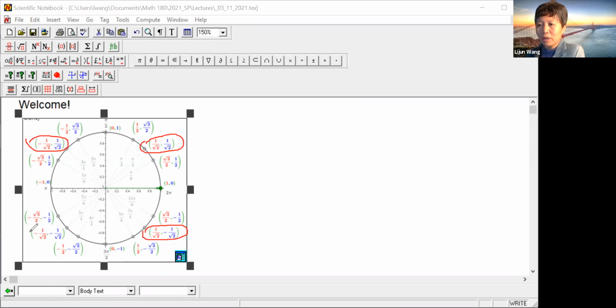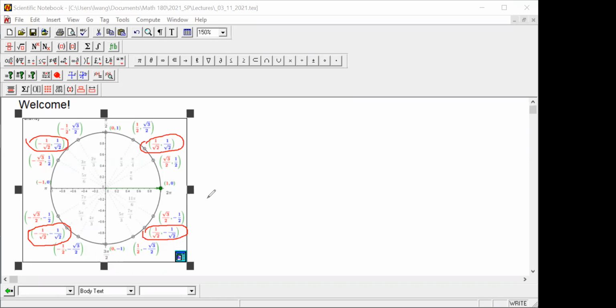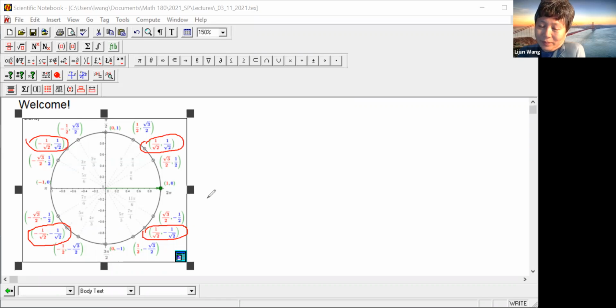If tangent is odd, how about cotangent? You need to think about this. Cotangent is red divided by blue. Cotangent is odd as well. If sine is odd, how about cosecant? If cosine is even, how about secant? These are the questions I want you to think about.